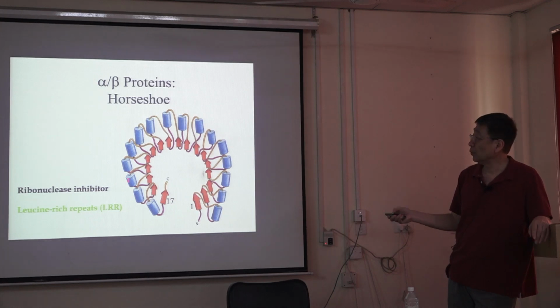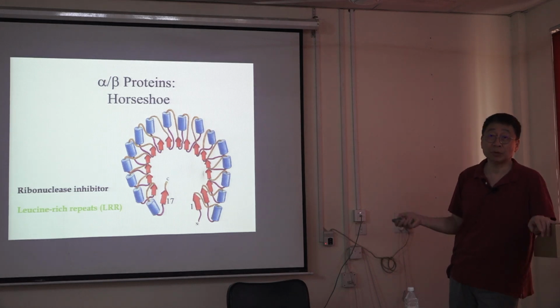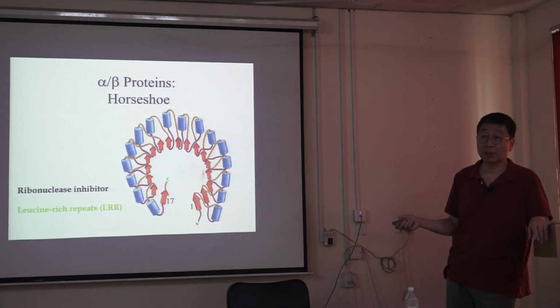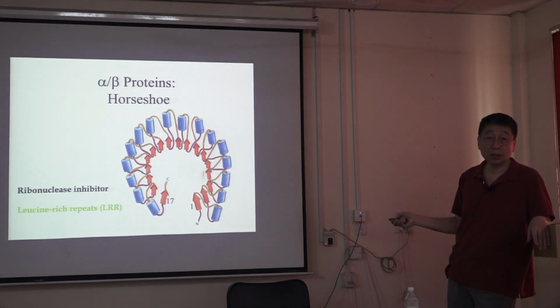This protein is also known as leucine-rich repeats because it contains many leucine residues. Oftentimes, proteins contain leucine-rich repeats from this kind of structure. And actually, it doesn't have to be a strand coming up. It could be a helix coming up. So helix up, helix down, helix up, helix down. That's possible as well.